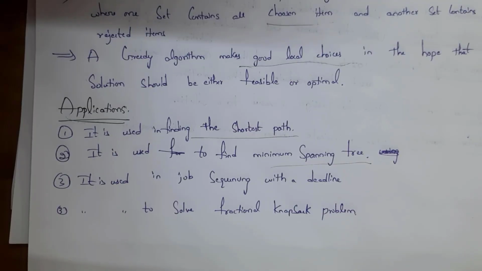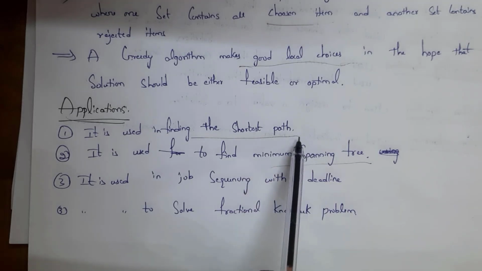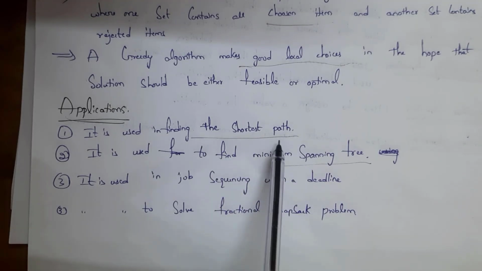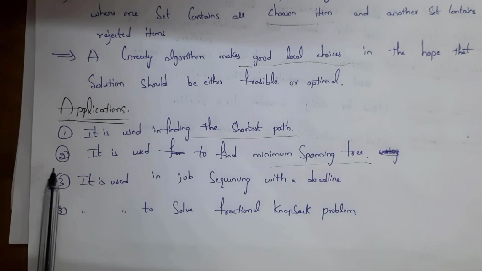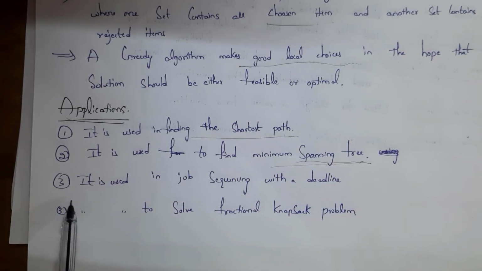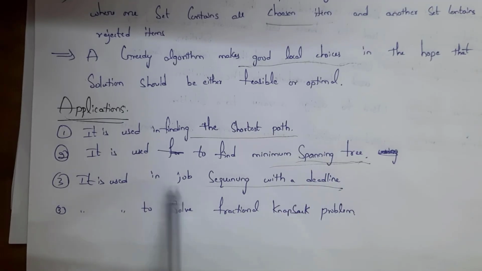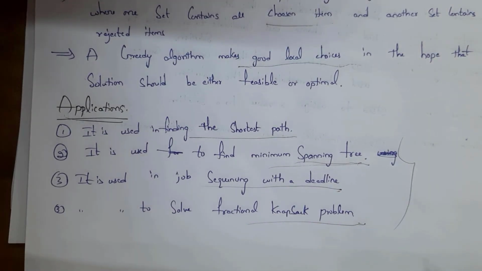For the applications of greedy method, the first application is finding shortest path. In order to find the shortest path, we use greedy method. The next application is that it is used to find minimum spanning tree. The third application is that it is used in job sequencing with deadline problems, and it is also used to solve the fractional knapsack problem. These are the applications of greedy method.